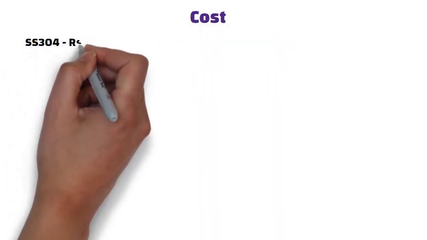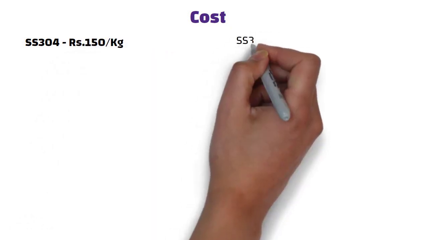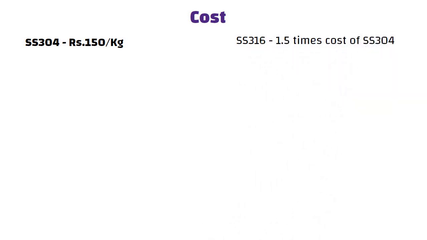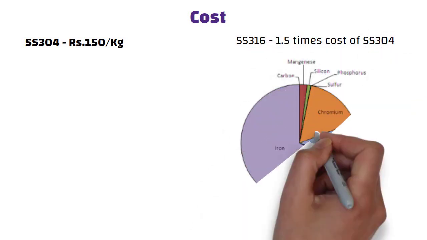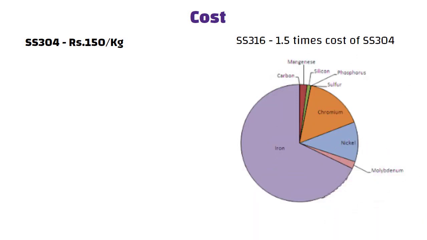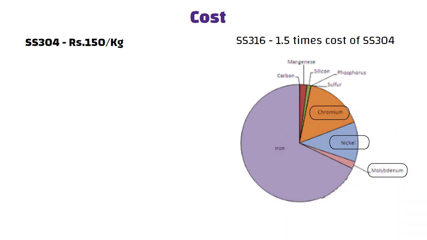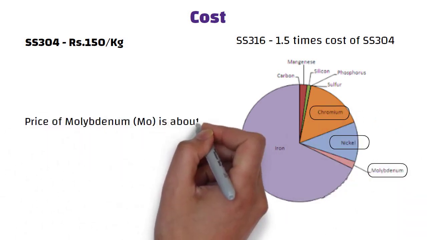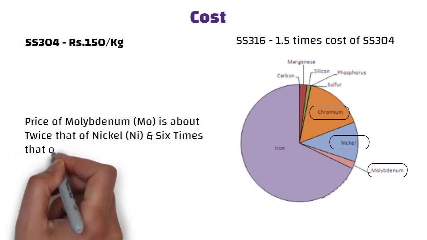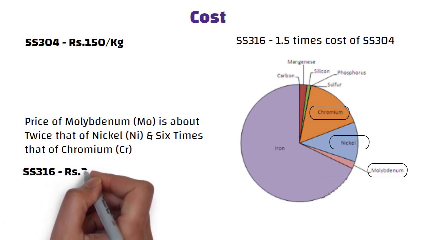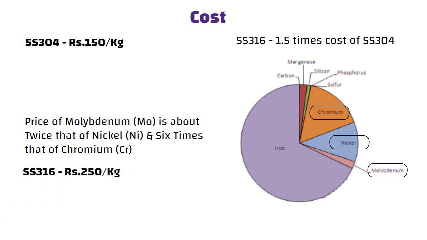Cost: the price of SS304 in India is approximately 150 rupees per kg, whereas the cost of SS316 is about 1.5 times the cost of SS304. The price of stainless steel depends on the price of alloying elements and the amount of alloy. For example: nickel, chromium and molybdenum. The price of molybdenum is about twice that of nickel and 6 times that of chromium. The price of SS316 in India is approximately 250 rupees per kg.